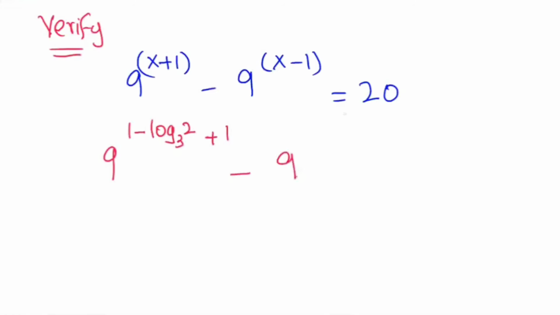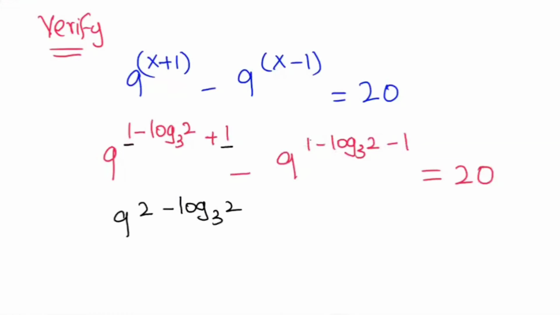The expression we have is 9 to the power of x plus 1 minus 9 to the power of x minus 1 is equal to 20. And we have the x value, that is 1 minus log base 3 of 2. Substituting: 9 to the power of 1 minus log base 3 of 2 plus 1, minus 9 to the power of 1 minus log base 3 of 2 minus 1, is equal to 20. Now we have this one and this one going to be added up. So this will turn to 9 to the power of 2 minus log base 3 of 2. Now here this will be cancelling out. So it will turn to 9 to the power of negative log base 3 of 2 is equal to 20.